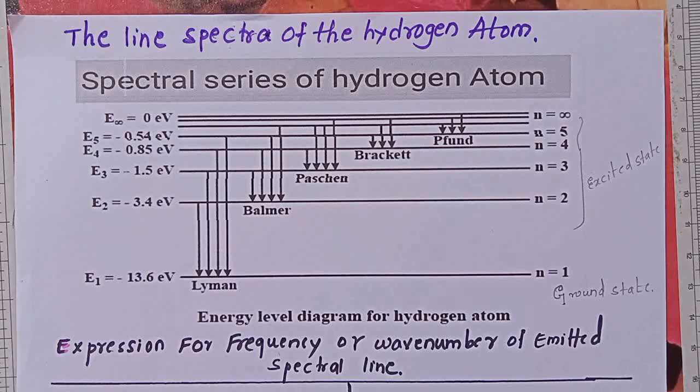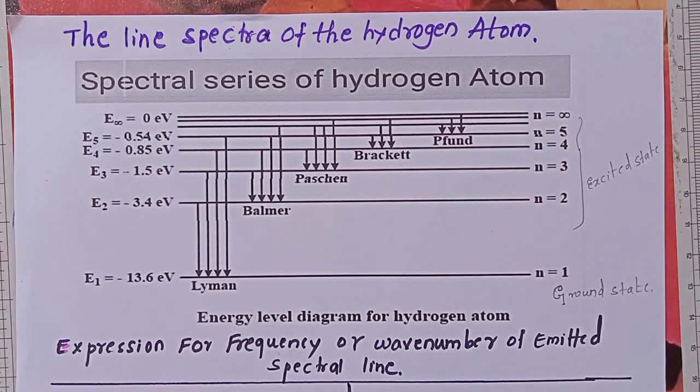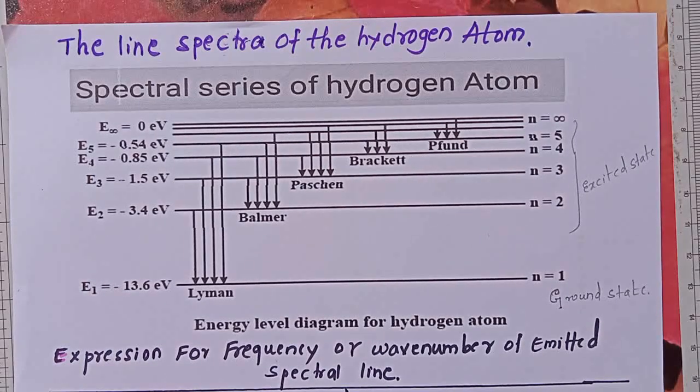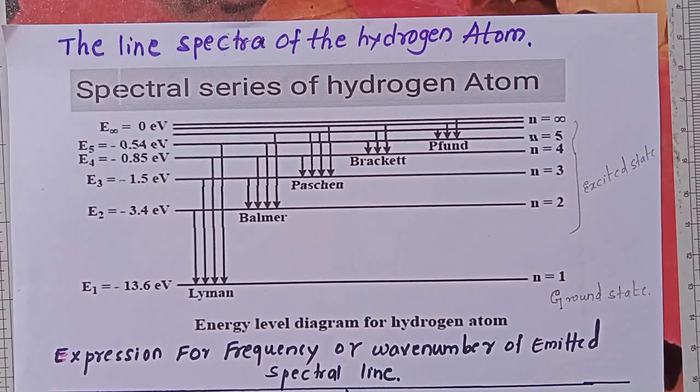We have been discussing the chapter atoms. In the previous video class, we discussed the energy level diagram of a hydrogen atom based on the expression for the energy of an electron in the nth stationary orbit. And also we discussed what an atomic spectrum is, that is, the types: line absorption spectrum and line emission spectrum, and also the spectral series of hydrogen atom based on the energy level diagram.